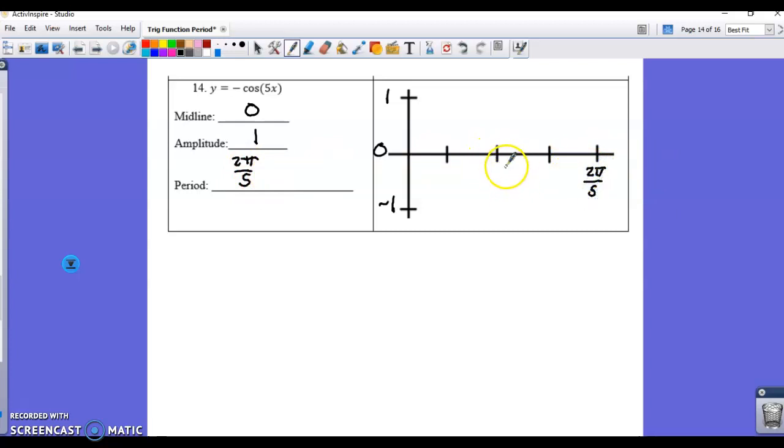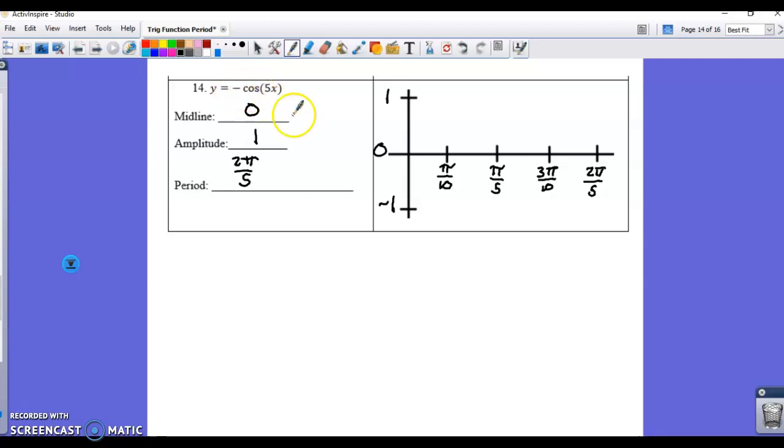Half of 2 pi over 5, you can do half of the 2, so that's just going to be pi over 5. Then half of pi over 5 would be pi over 10, double the denominator. 1 pi over 10, 2 pi over 10, 3 pi over 10. Then that would be 4 pi over 10, which would reduce to 2 pi over 5.